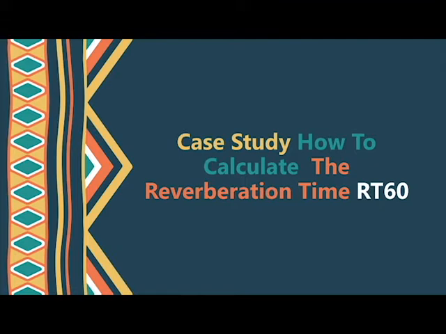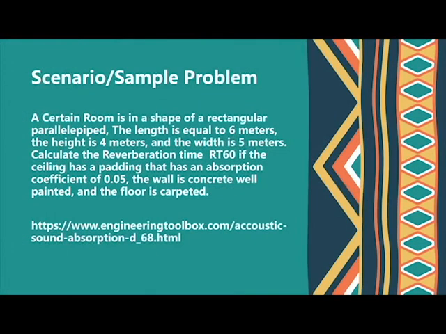In order for us to understand this kind of case study, we should have a scenario problem that mimics a real-life scenario. A certain room is in the shape of a rectangular parallelepiped. So that is something like a cube in the shape of a rectangle. The length is equal to 6 meters, the height is 4 meters, and the width is 5 meters.